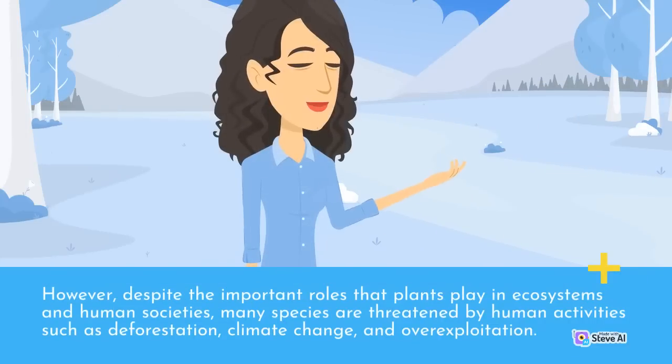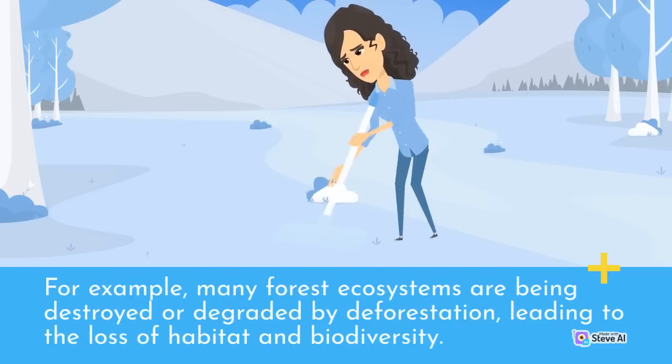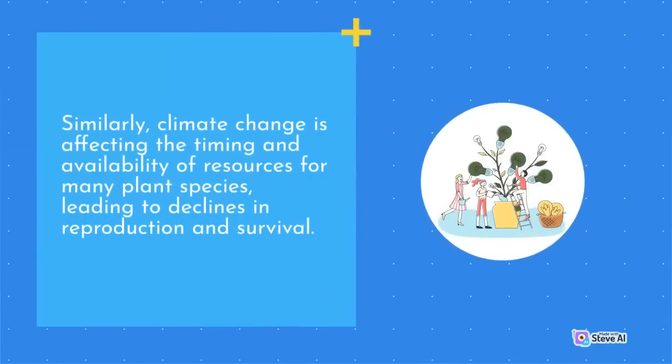However, despite the important roles that plants play in ecosystems and human societies, many species are threatened by human activities such as deforestation, climate change, and overexploitation. For example, many forest ecosystems are being destroyed or degraded by deforestation, leading to the loss of habitat and biodiversity. Similarly, climate change is affecting the timing and availability of resources for many plant species, leading to declines in reproduction and survival.